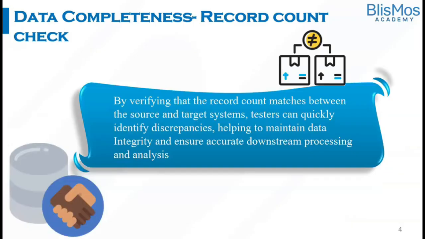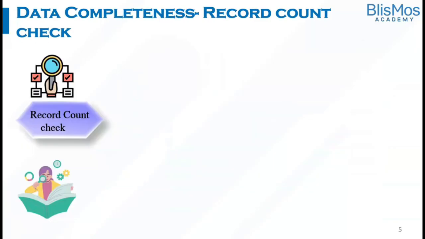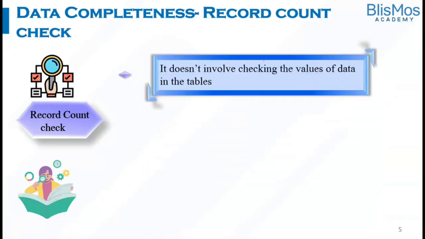By verifying that the record count matches between the source and target systems, we will identify if there are any discrepancies so that data integrity is maintained, which in turn will ensure the downstream applications are consuming the right data at the right time. Some of the important aspects of the record count check are, first and foremost, it only checks the count. It doesn't involve checking the values of the data in the tables. Don't mistake the record count check for checking the values.